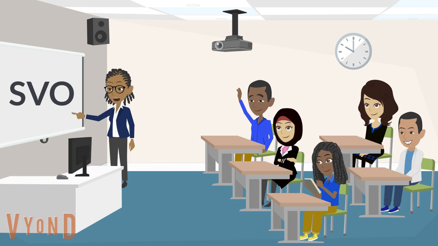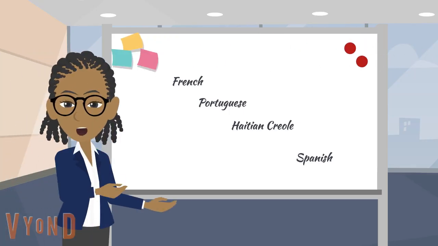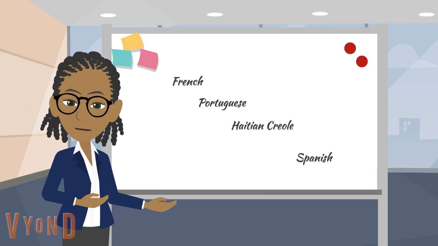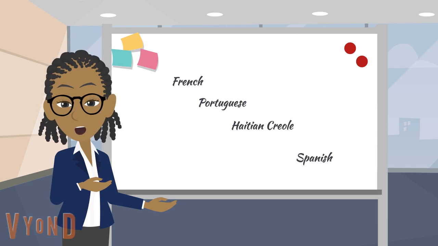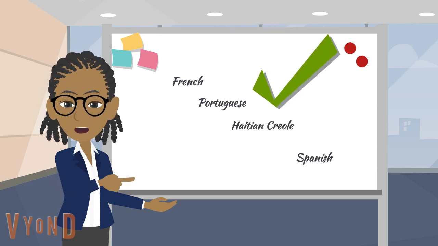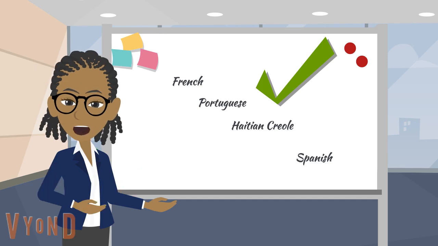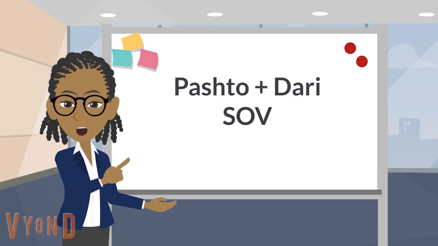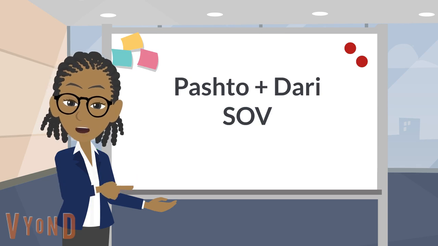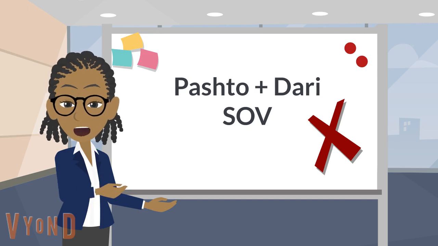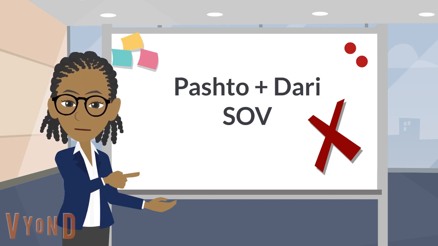Each of these sentences follows the SVO sentence pattern. Think about your language. Does your language use the same or a similar pattern? Well, if you speak French, Portuguese, Haitian Creole, or Spanish, then the answer is yes. These languages also use a SVO sentence pattern. If you speak Pashto or Dari, your language uses a different sentence pattern. In Pashto and Dari, you use a SOV sentence pattern.